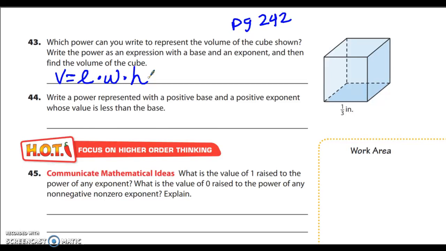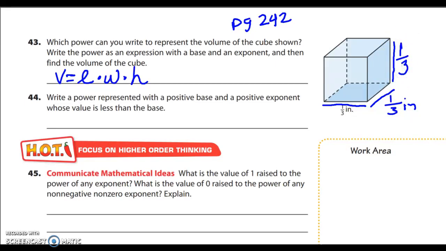Now, the definition of a cube means that all of these distances are the same. So the length is 1/3. This distance right here, I'm going to call this the length. From here to there, that's a distance of 1/3. From here to there, that's a distance of 1/3 of an inch. And the height from there to there, that's a distance of 1/3.